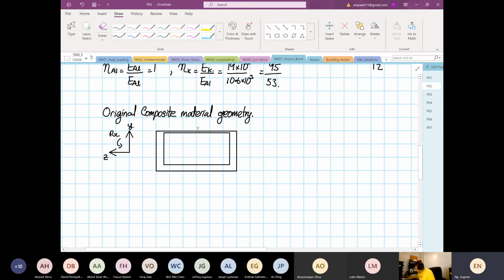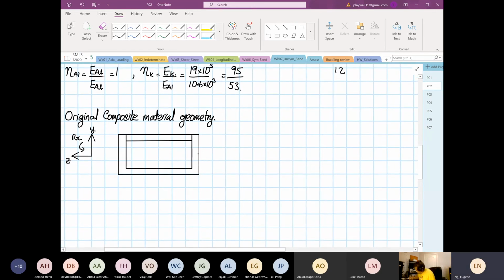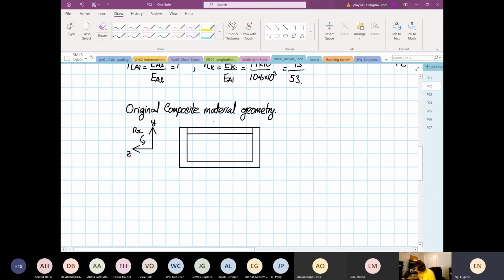Bear with me, sorry about this. I should have done this earlier. Then you have another one coming across. So this is your structure now. Over here, the top piece is your aluminum. Over here, this is your Kevlar.